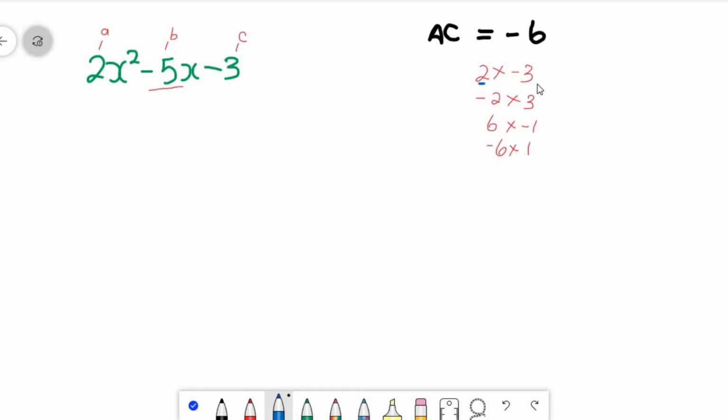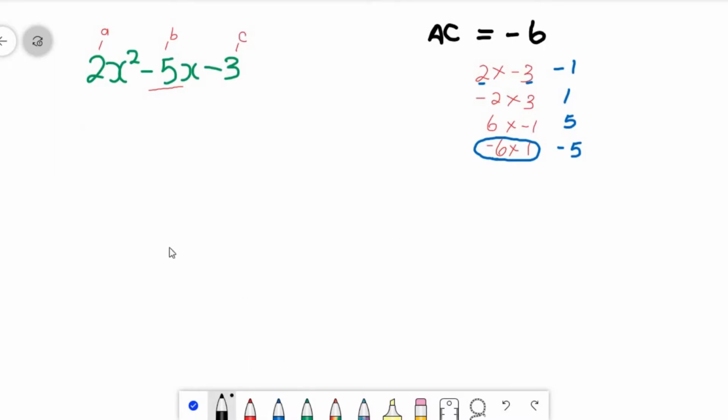So 2 plus negative 3 would give us negative 1. Negative 2 plus 3 would give us positive 1. 6 plus negative 1 would give us 5. And lastly, negative 6 plus 1 would give us negative 5. So we know that we're going to choose this pair, negative 6 and 1.